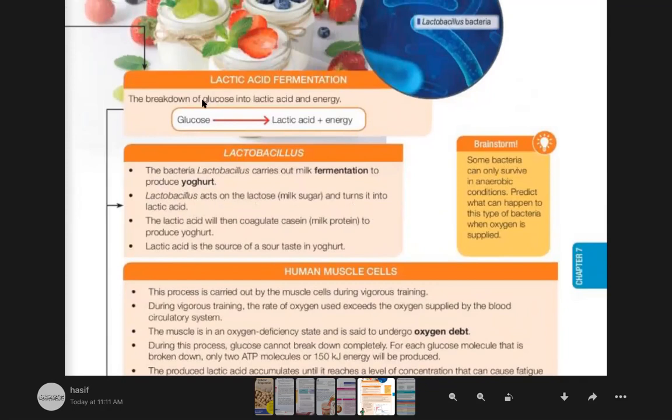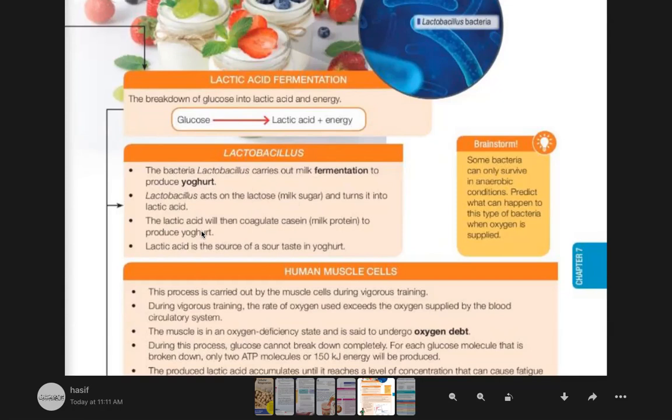So maksudnya instead of glucose, this bacteria will use lactose. Ingat dalam lactose ni kita ada apa? Kita ada glucose and galactose. So dia akan guna glucose lah kat situ. Tapi kat sini dia mention pasal lactose lah. Okay, so apa yang akan jadi? So this bacteria will convert the lactose into lactic acid and energy. So lactic acid will coagulate with the casein to produce yogurt.